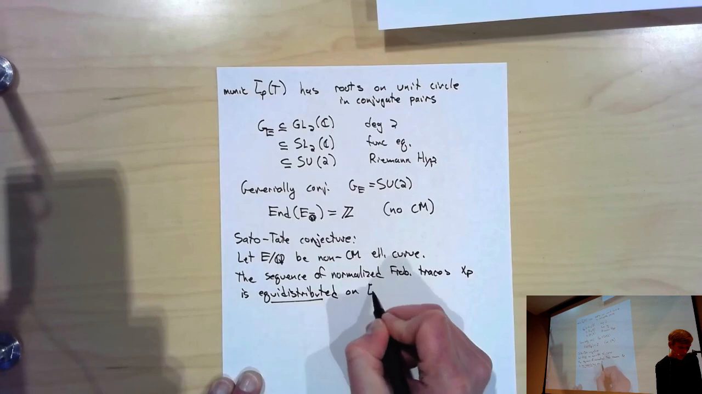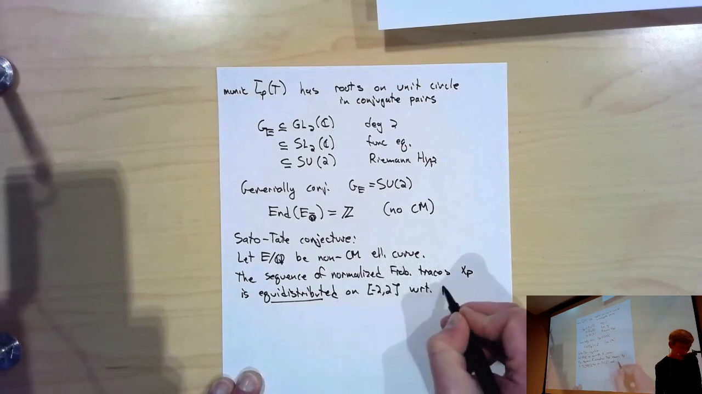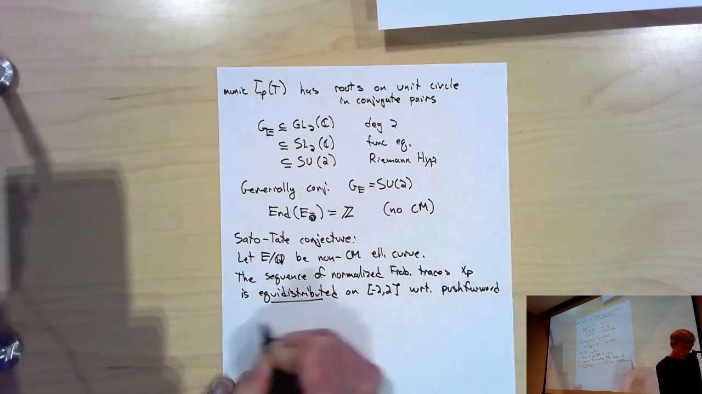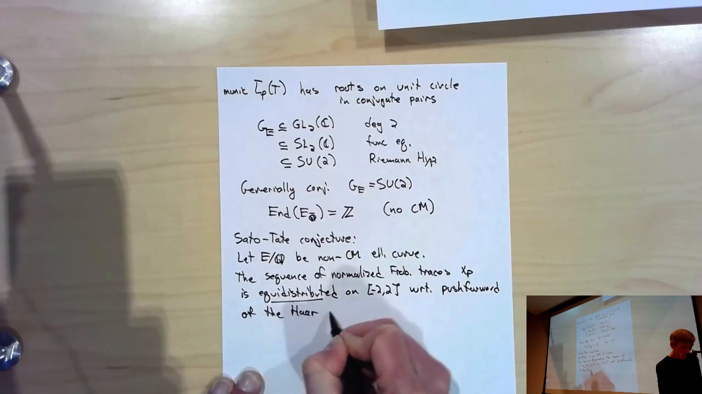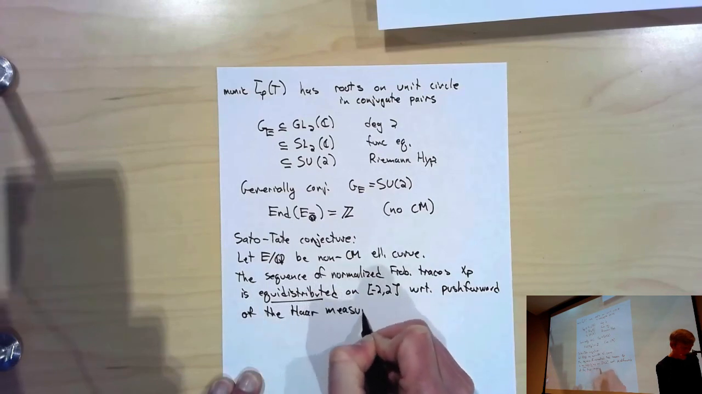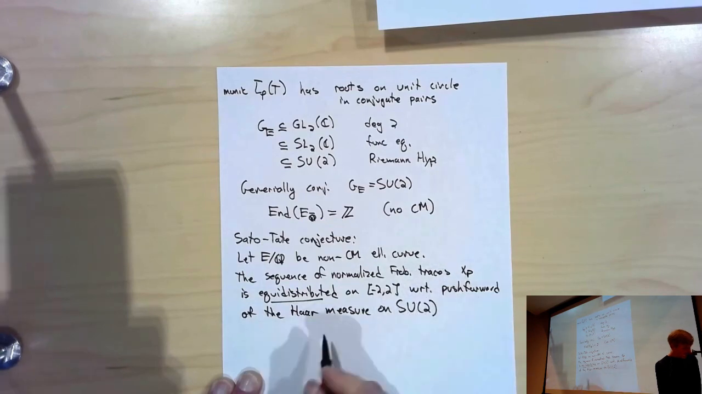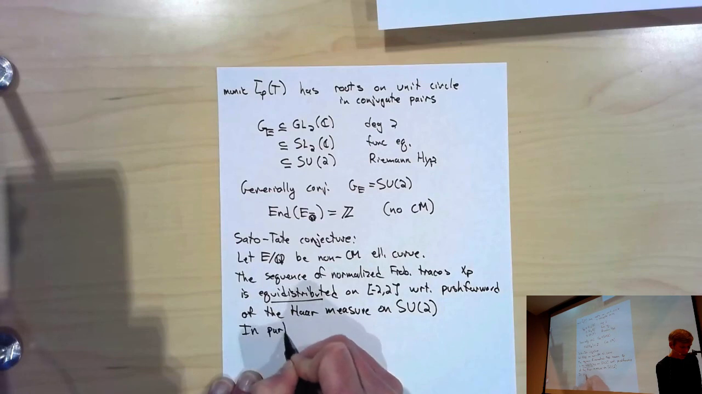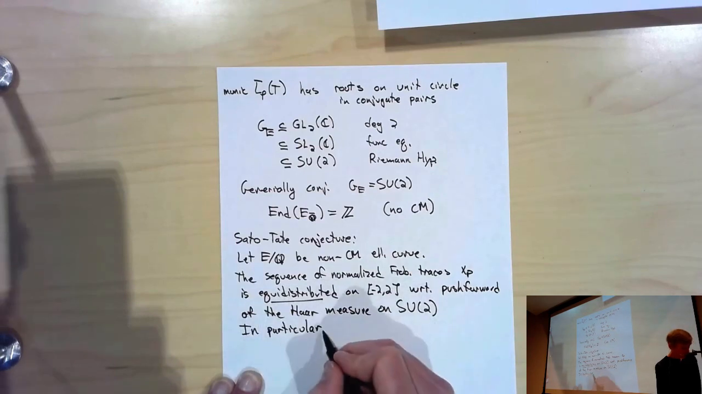on the interval -2 to 2 with respect to the pushforward of the Haar measure on SU(2). And I'm going to explain exactly what that means in more detail in the next lecture, but I'll just note a consequence that's also equivalent.